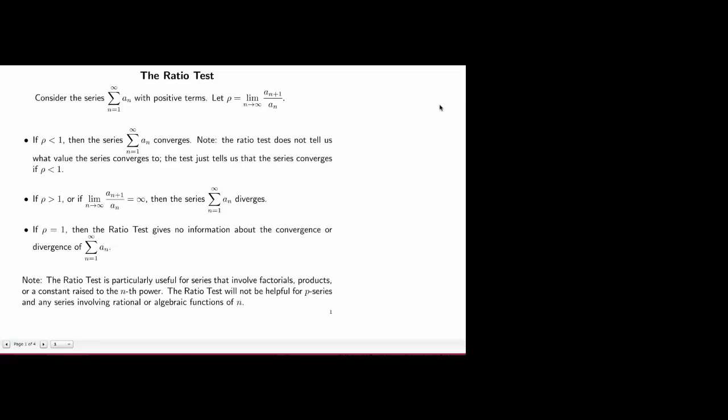In this lesson, we will learn another test for testing the convergence or divergence of a series. The ratio test measures the rate of growth or decline of a series by examining the ratio a sub n plus 1 over a sub n. For a geometric series, we know that this ratio is a constant, and we know that a geometric series converges if and only if the ratio of successive terms is less than 1 in absolute value.